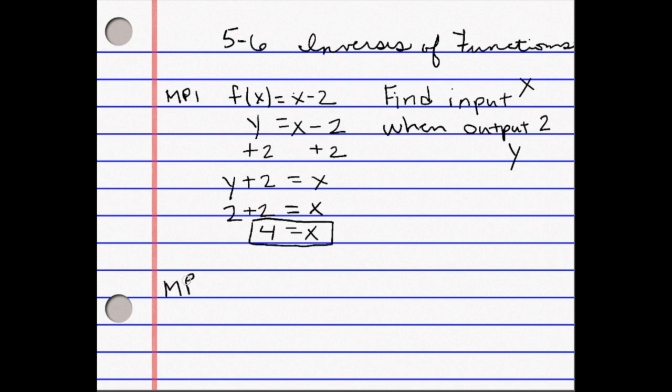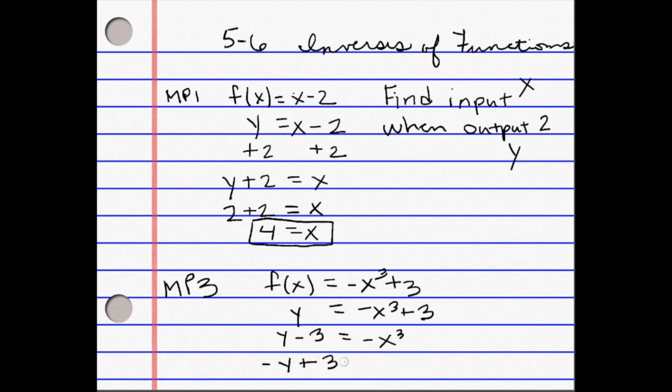We're going to do monitoring progress 3. So f of x equals negative x cubed plus 3. Okay, replace f of x with y. So y equals negative x cubed plus 3. Subtract 3. So y minus 3 equals negative x cubed. Then divide everything by negative 1. So negative y plus 3 equals x cubed.